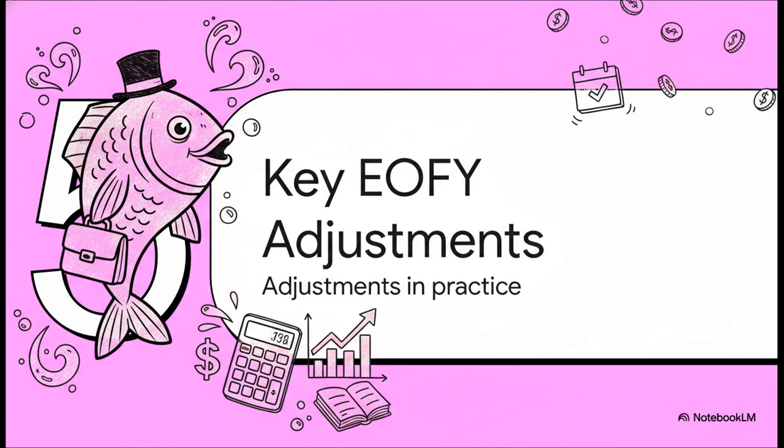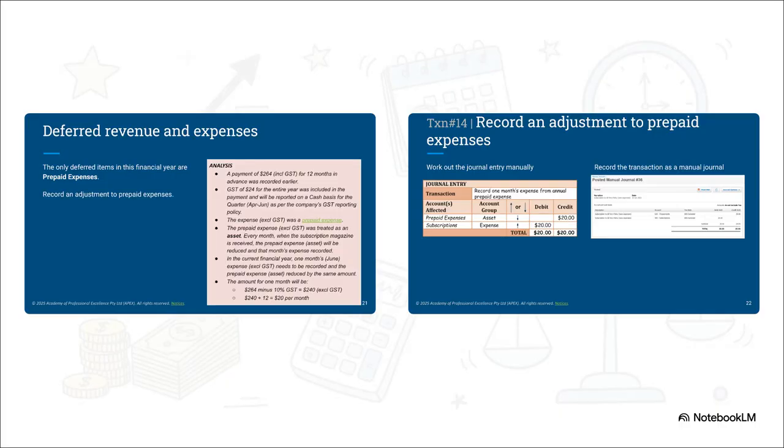And here we are. We've reached the final section where we put all this theory into practice and actually execute the end-of-year adjustments for our case study, FNSACC421. Let's kick things off with a deferred expense. The analysis here shows a payment for a 12-month subscription. The adjustment we need to make is to recognize 1 month's worth of that expense, which comes to $20.